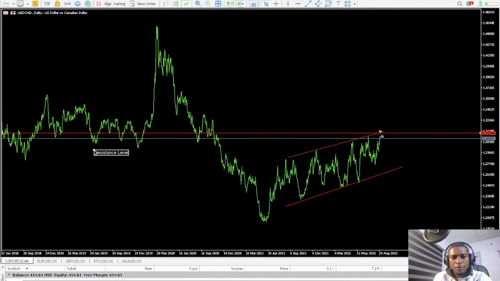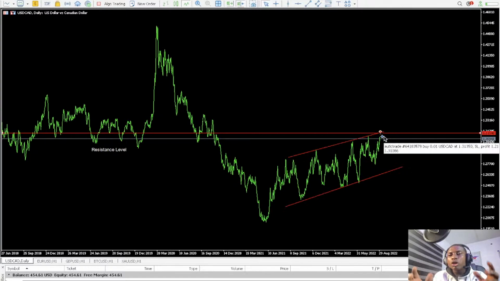Do you see it? This level here is a resistance level. All right, good. Now we can see that price is currently at this resistance level. Thank you very much, Titus. You said you can hear me. Good. Now price is currently at this resistance level. What do you think price will do at a resistance level where the price is currently at now?